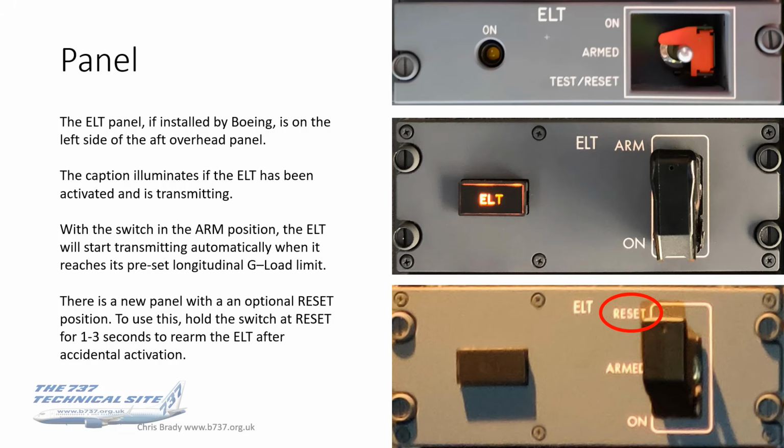Now the bottom photo actually shows the latest Boeing panel, and this has got an optional reset position. So if the ELT light has come on and it shouldn't be on, so there's been something that's triggered it, then you can move this switch to the reset position, hold it there for 1 to 3 seconds. The book says, well, basically until the ELT light extinguishes, and then you won't be transmitting out on all those 3 frequencies.